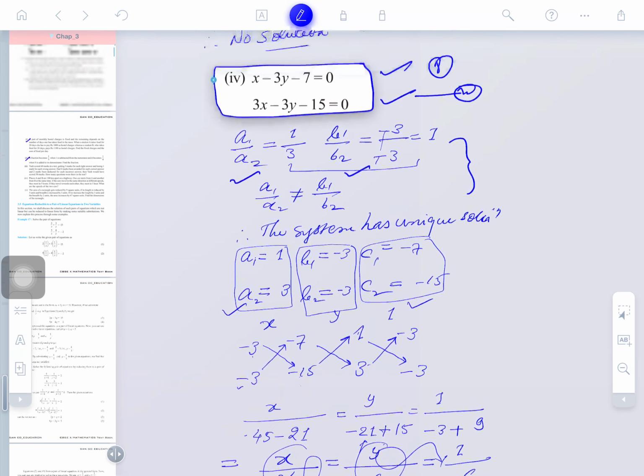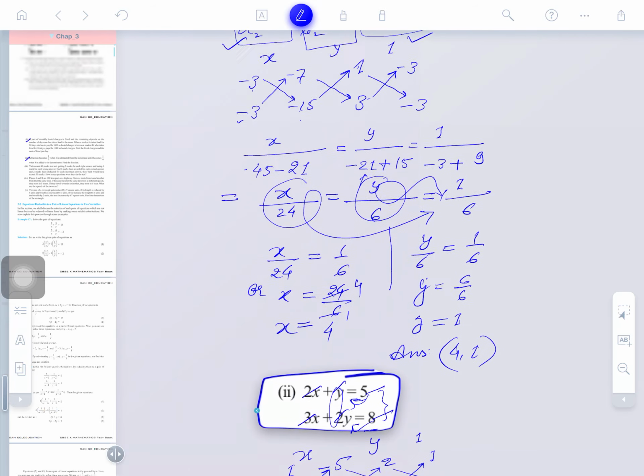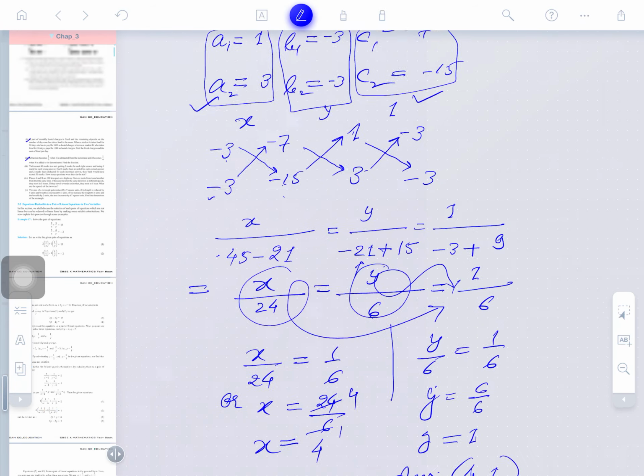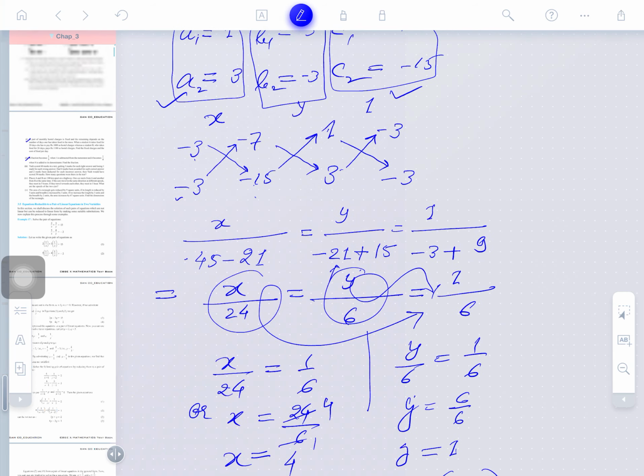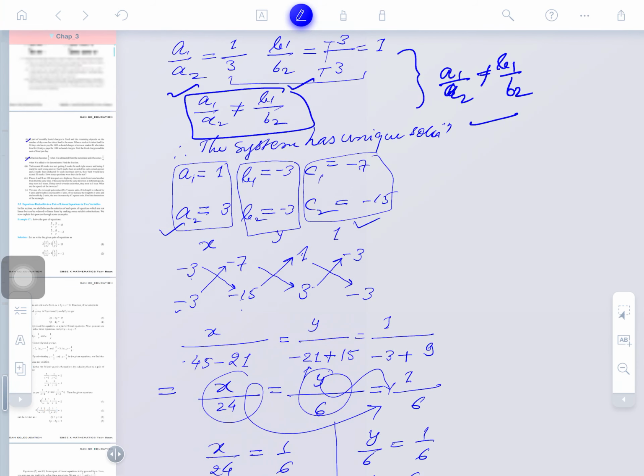Now, if the solution is unique, you may see this: the first ratio, a1 by a2, is not equal to b1 by b2. Then we say this is the unique solution. Clear? And if there is a unique solution, for finding the value of x we write b1 b2, c1 c2, and in case of y, we write c1 c2, a1 a2.